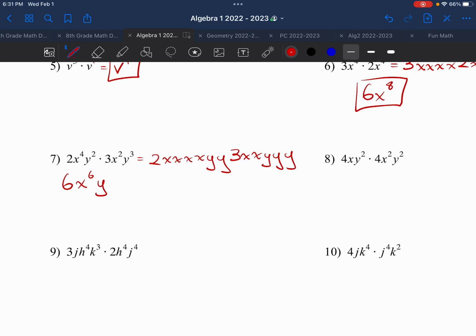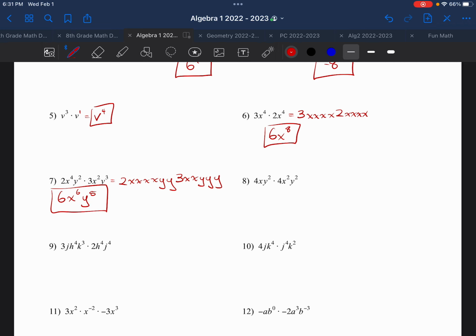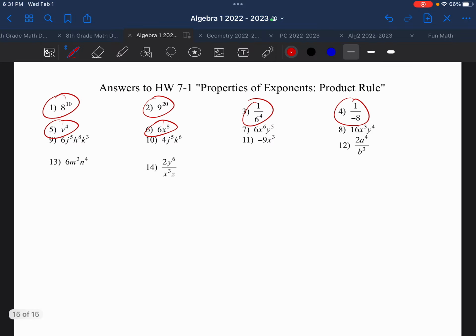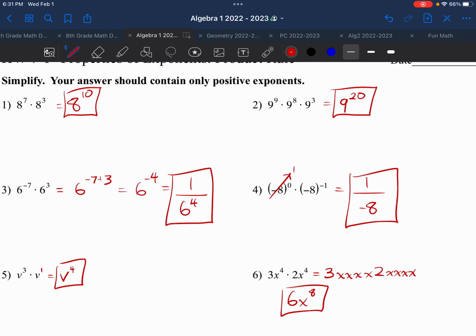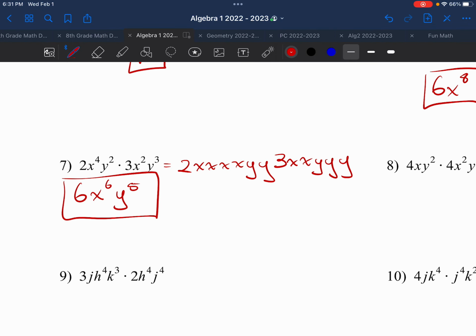This is going to be y to the power of 5, and the answer, let's check the answer, and then I'll make sure that I can explain why we can do this. 6x to the 6, y to the 5, 6x to the power of 6, y to the power of 5. So just as a reminder, you're going to group like denominators, like bases. So this is an x and this is an x.